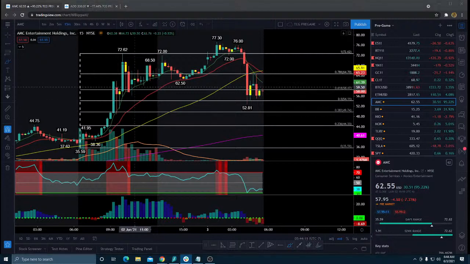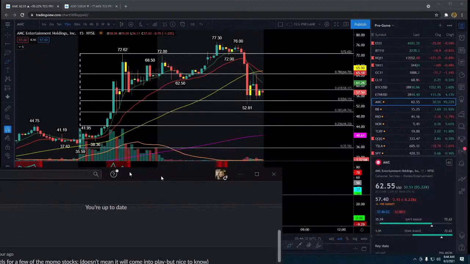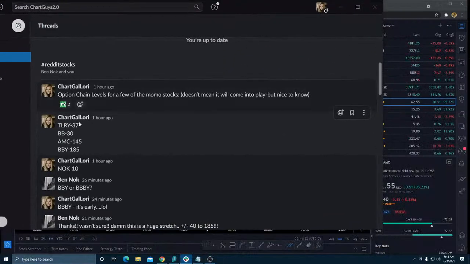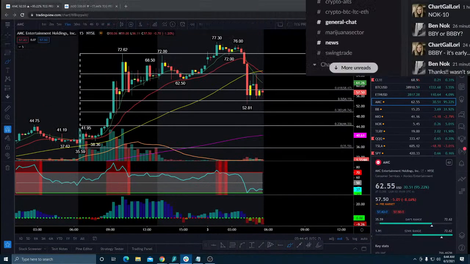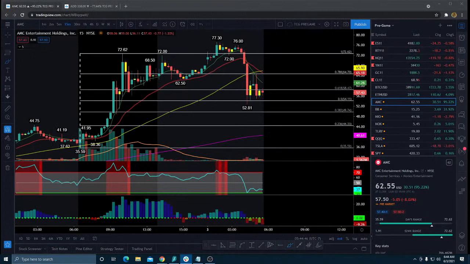Yesterday, $73 was our target. That was the end of the option chain on Tuesday. So that could come into play yesterday, and it did. And then today, here are the option chain levels for Tilray. The high from yesterday on option chain, 37, BB 30, 145 for AMC, and BBBY 185. And that's just in case those levels come into play today, so you have them. Of all the names, I like Tilray the best.